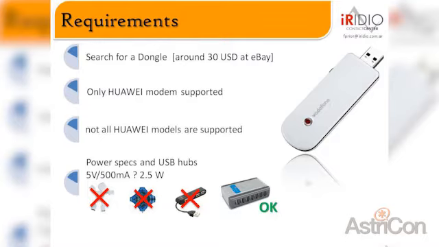So first, requirements. What do we need to play with these cool things? All we need is a dongle. We can find it on eBay for around $30. Pay attention because only Huawei modems are supported, not ZTE, for example. And besides, not all Huawei models are supported or have both voice and SMS capabilities. And finally, not all USB powered hubs will work. Otherwise, the dongle will restart very often.